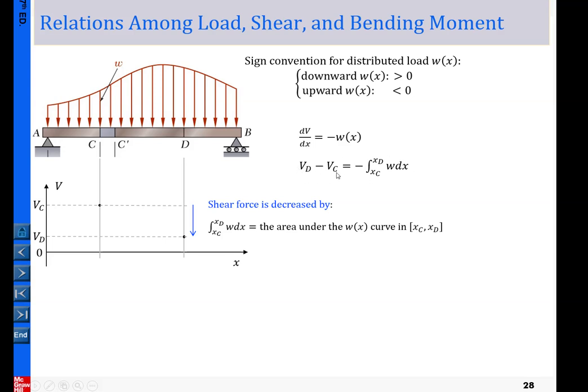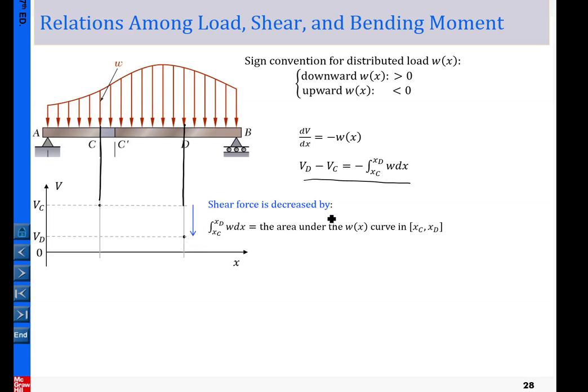This simply means the difference between VC and VD. For example, we consider two locations, one here and the other here. Assuming we know the value at location C, equal to VC, we want to know the value of VD. Basically, VD is the shear force decreased from VC to VD.